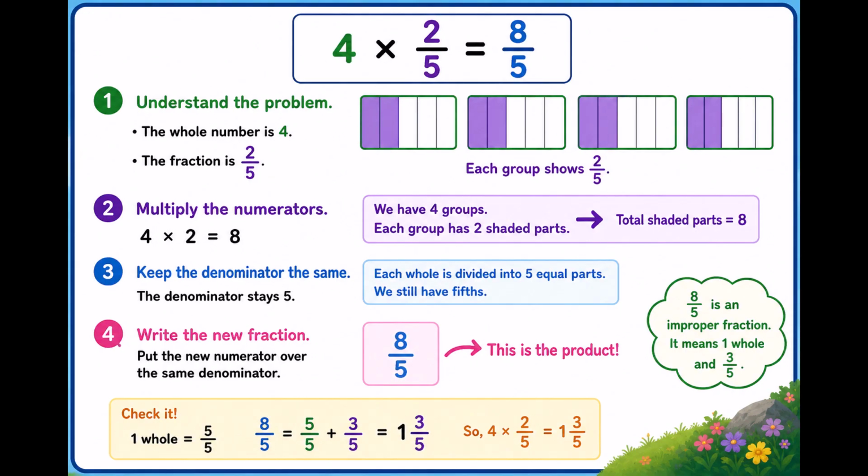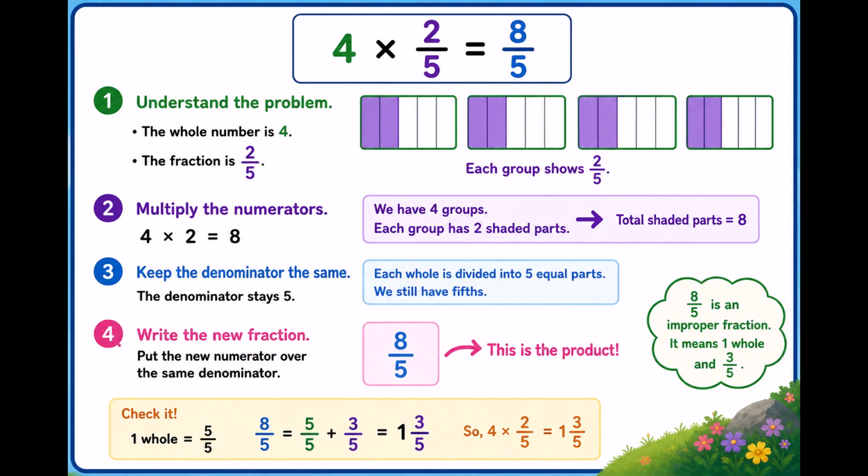Let's break this down a little bit further. This is multiplying a whole number by a fraction. So today we're going to learn how to multiply a whole number by a fraction. This means we are making groups of the same fraction. Let's look at the example 4 times 2/5. Step 1, understand the problem. The whole number in this problem is 4.